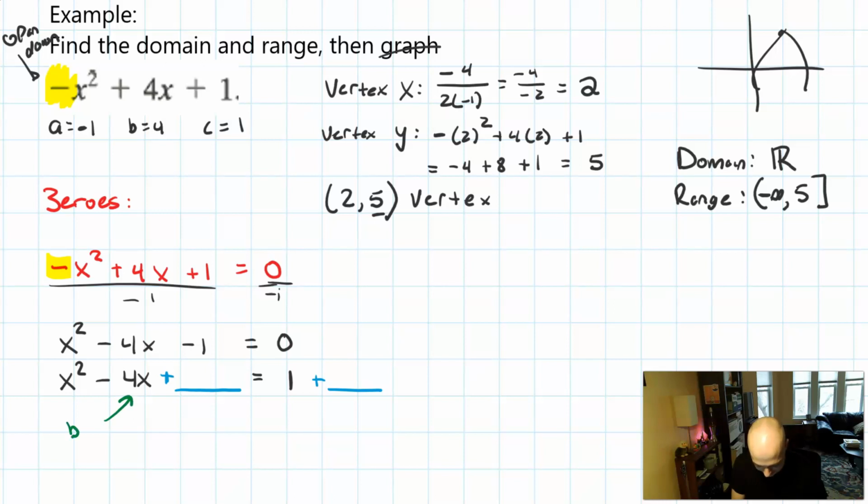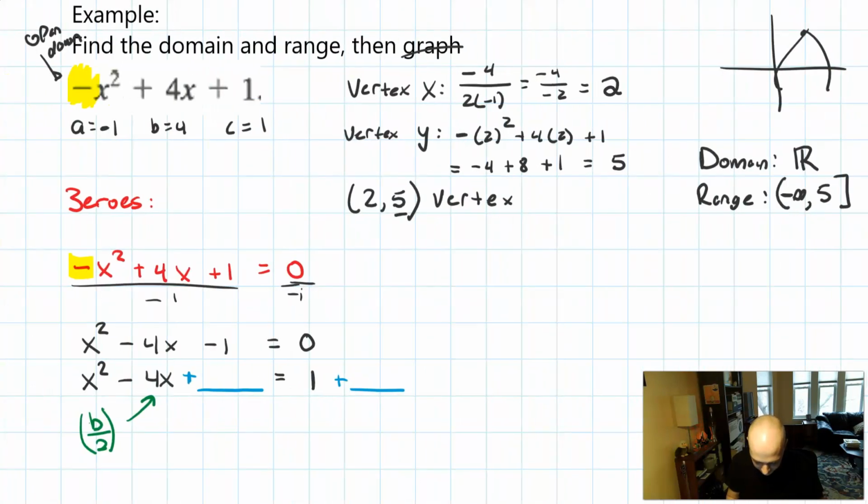Well, to find that, I do b over 2a. Sorry, I just said something totally wrong. I'm not going to cut it out of the video because it's a thing that you might get confused by. We know the vertex is at negative b over 2a. When you're completing the square, you're going to take that b value and just divide it by 2 and square it. That's what you're going to do, is you're looking for something to complete the square. So that ends up being negative 2. Negative 2 squared is 4. So it means I have to add 4 to this side. And I'll add 4 to that side.